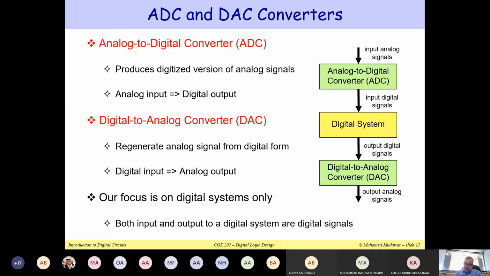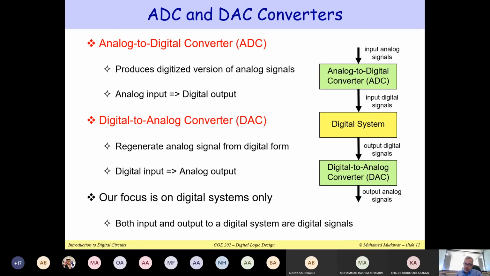Now, our focus in this course will be on the digital system, which is shown in the middle here, in yellow. That's our focus in this course. So all the input to the digital system will be a digital signal in digital form, and all the output will also be a digital signal in digital form.